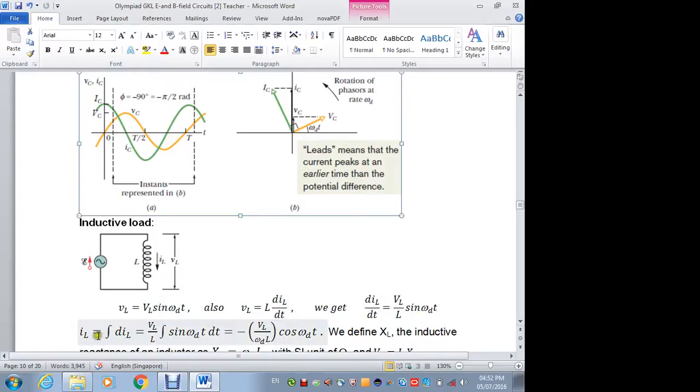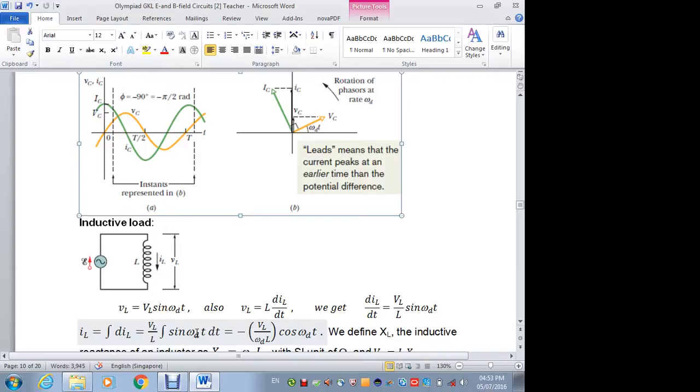Now we perform an integration, the opposite of differentiation. So we integrate, IL will be the integration of dIL, so it becomes V over L sine omega t dt. You know how to do this? Now, di you can get by bringing dt over, so you get V over L sine omega t dt. So you perform integration, you will get the function of I.